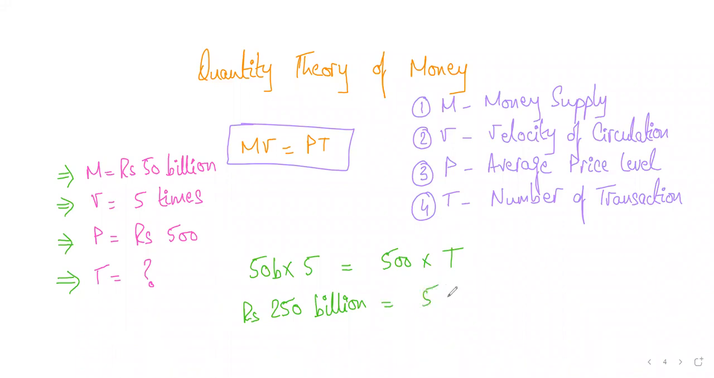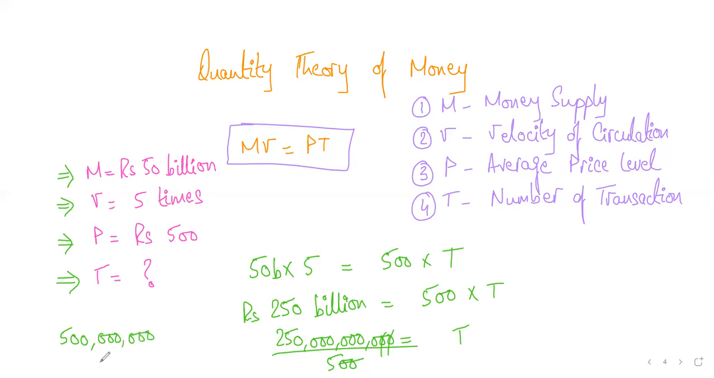Now, how do we solve for T? T is multiplying with 500 here. T stays on the left hand side of the equation, and 500 goes to the other side and will divide 250 billion. 250 billion has how many zeros? 9 zeros. Divided by 500. Students, are you following me? When you solve this equation, T gives you a final value of 500,000,000, that is 5 followed by 7 zeros. This is your final answer.